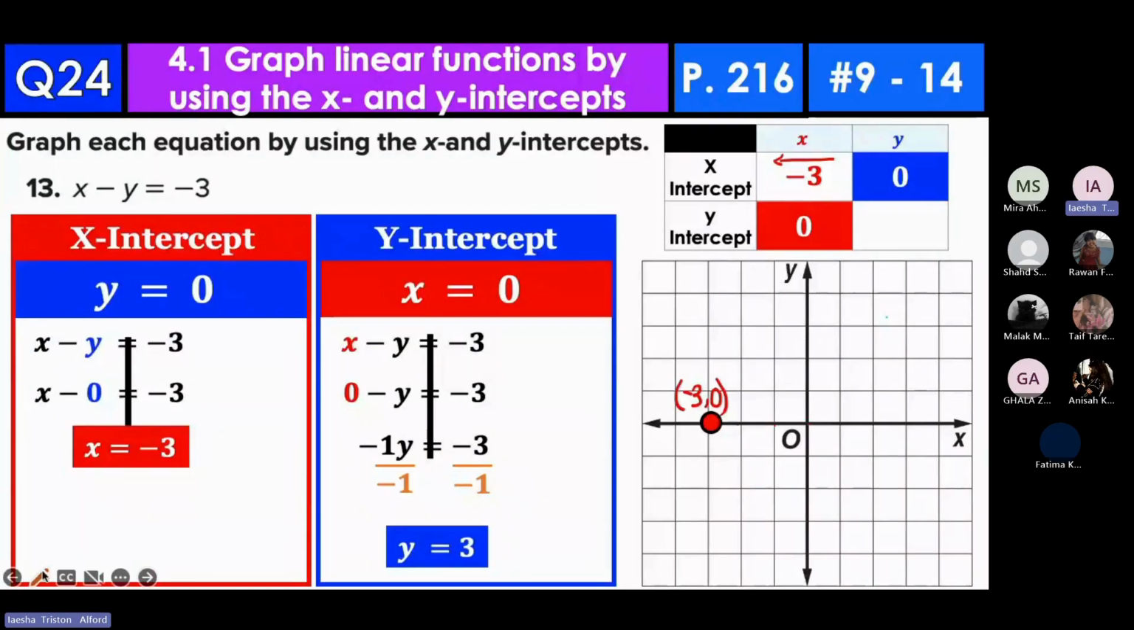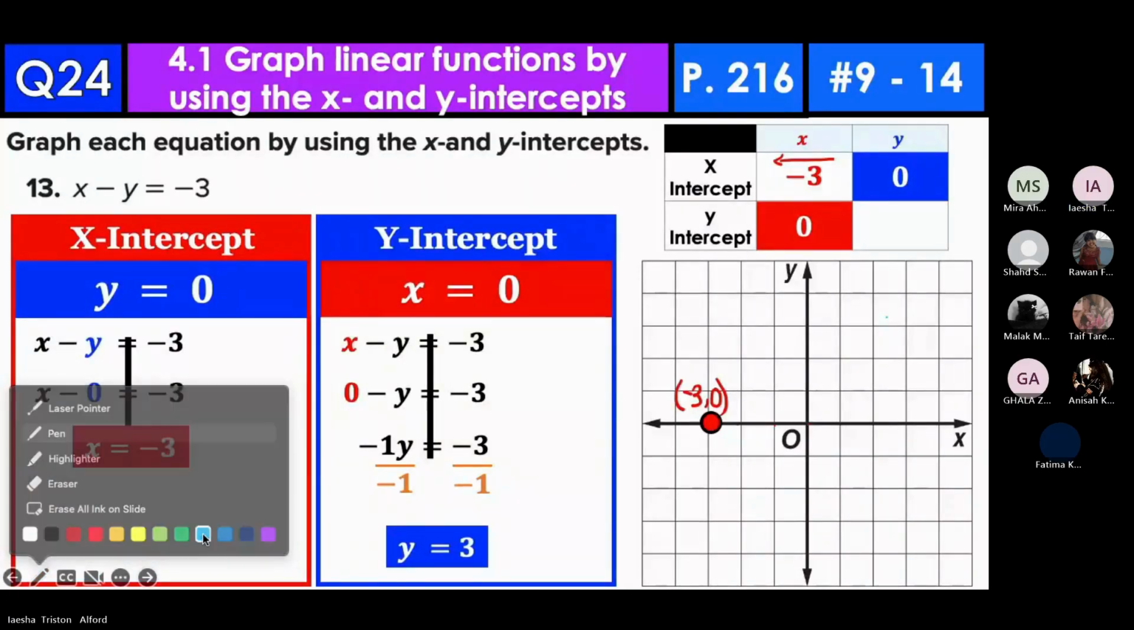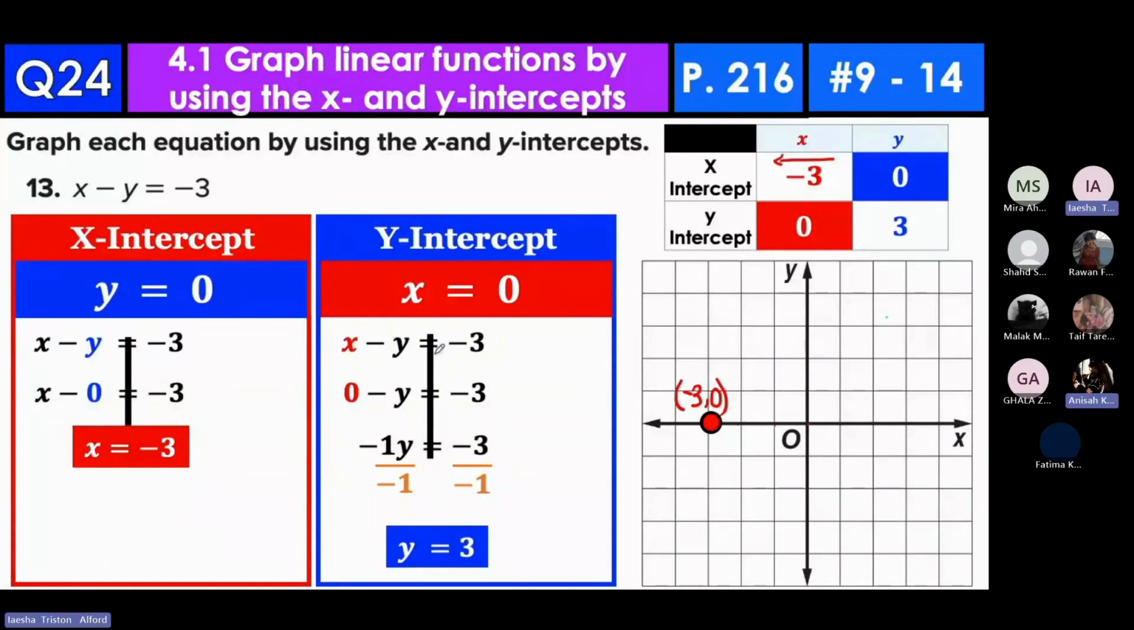For the y-intercept, the number is positive 3. So are we going up or down? Up. It's positive. So starting at 0, you're going to go up 3. 1, 2, 3. Put the point. Label it 0 and positive 3. Draw the line.